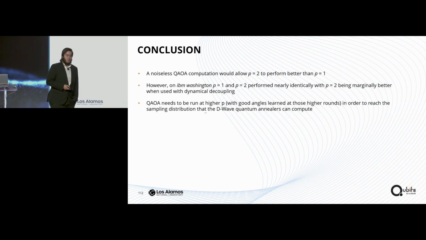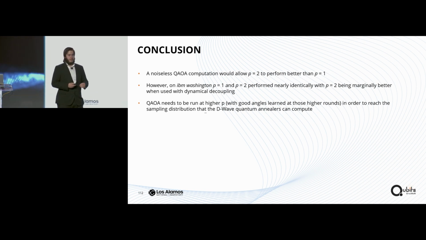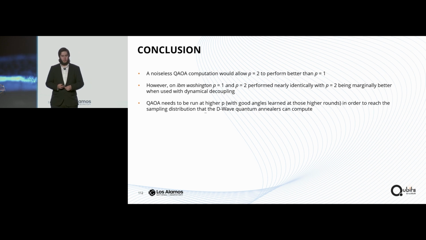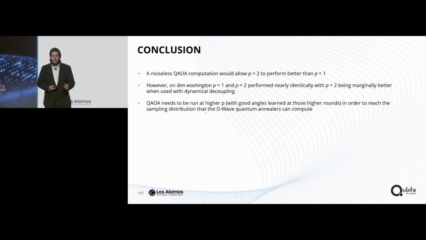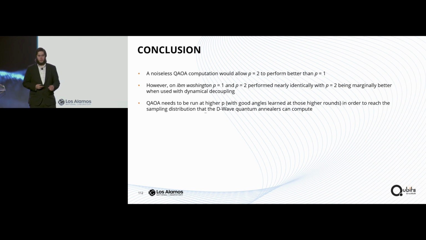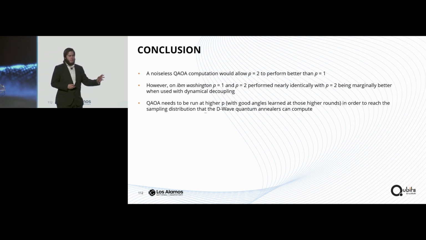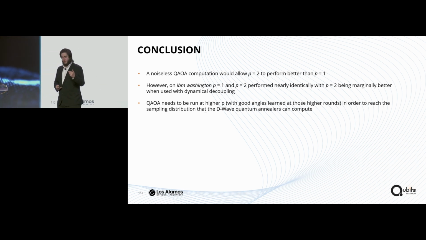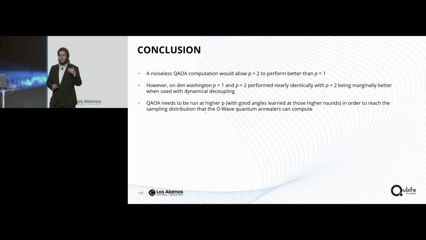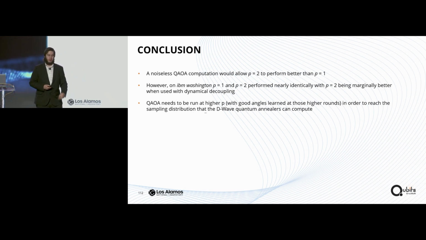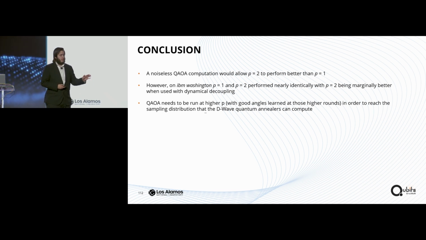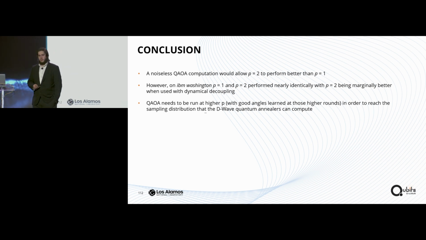A noiseless QAOA computation would allow for p equals 2 to perform better than p equals 1. However, on IBM Washington, p equals 1 and p equals 2 performed nearly identically, with p equals 2 being marginally better when used with dynamical decoupling. So fundamentally, what this means is that QAOA would need to be run at higher p, so more of these rounds, more of this angle parameter tuning, in order to reach the sampling distribution that D-Wave quantum annealers can currently compute.